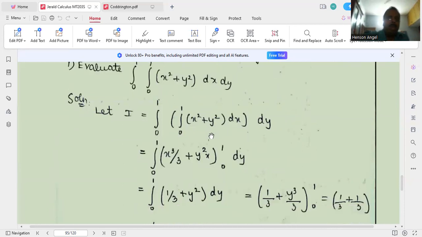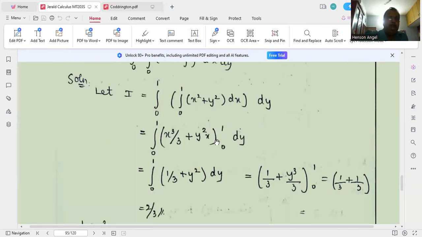When you integrate this with respect to x, except x, all other terms are constant. Here y square is constant. So if we integrate x square with respect to x, we get x power 3 by 3, plus, since y square is constant, integral y square dx is y square x, limit 0 to 1. Here we have dy. Then we apply the limits, upper limit minus lower limit, for x. So 1 by 3 plus y square into 1, that is y square. Then (1 by 3 plus y square) dy.